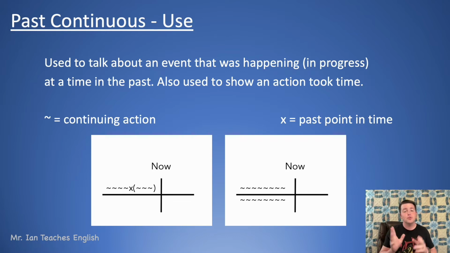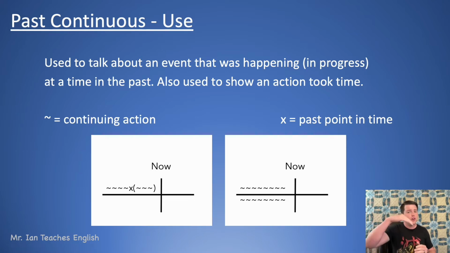But here you'll see two diagrams to help you understand. These are both for the past continuous. The first one, you have a continuing action with the squiggle line, and you have a past point in time, a reference using the X. So in the first diagram, you'll see that the X, the past point in time, is interrupting a continuing event. In the other one, you'll see that there are two continuing events that are happening at the same time. So we'll see examples for both of these, but these are really good ideas.